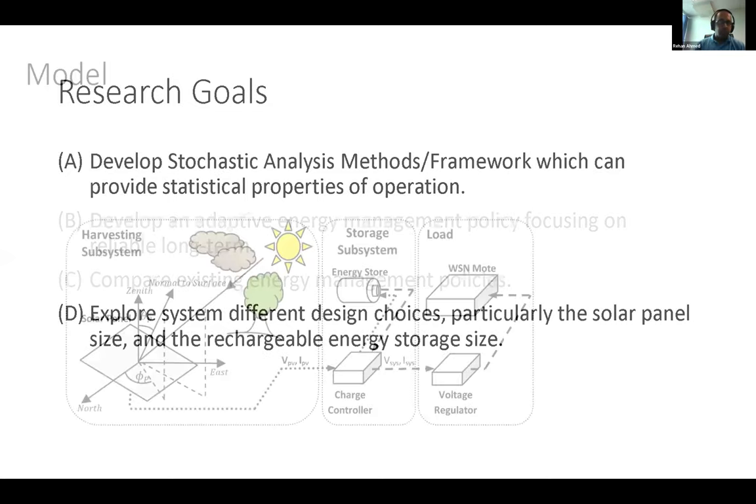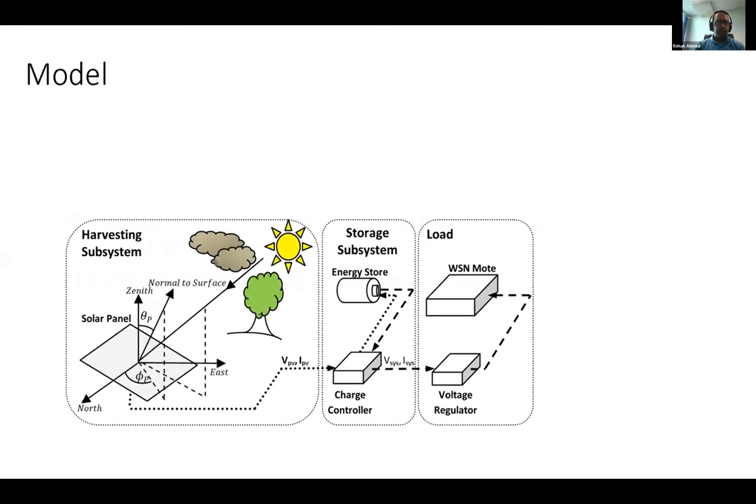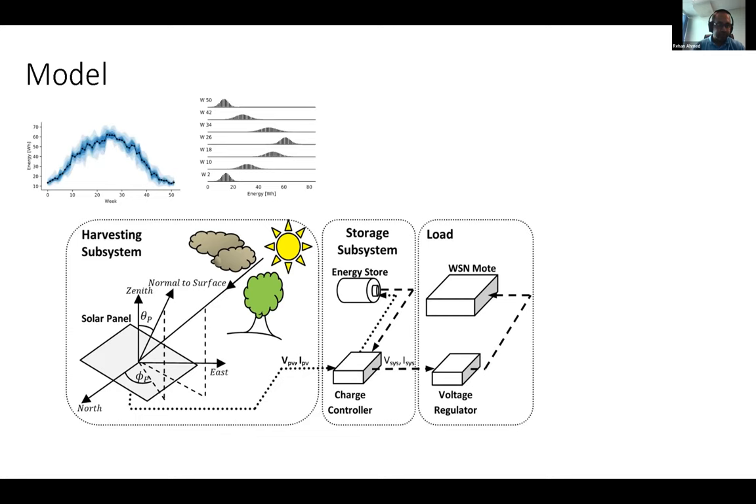So moving on to the model. The energy harvesting environment is modeled stochastically using historical data. Since we are focusing on long-term operation, we try to develop models for every single week for a given location. So on the right here, what we see is the different stochastic models that we have for the different weeks of the year. I believe the location in this case is Madison, Wisconsin.